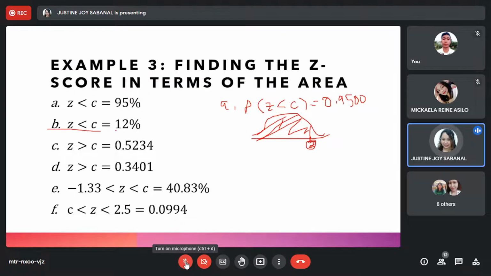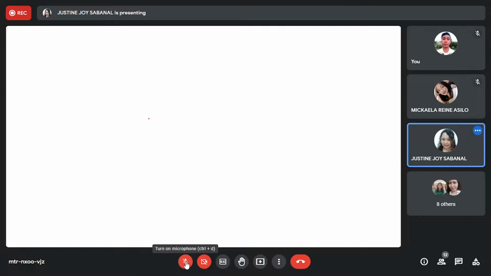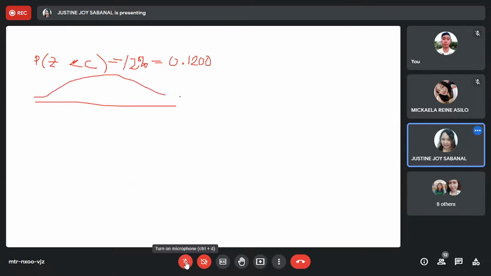Another example, yung B naman. So, 12% yung i-consider nyo. So, probability of Z less than C is equivalent to 12%. Or this is also equal to 0.1200. So, nandito lang po. Yan lang yung 0.12. Ano yung boundary?